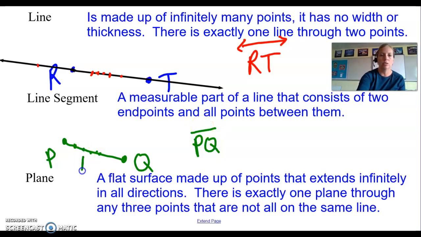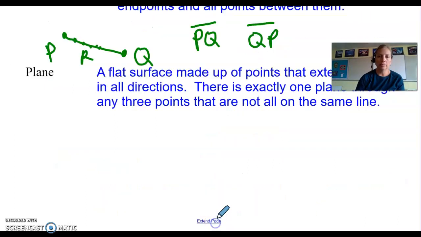So if I have R on here, I would only use the 2 endpoints, so P and Q. I would not call it PR on this one, because then that would just be this segment between P and R. Or I could call it QP. All right, so segments. The last one here is a plane.